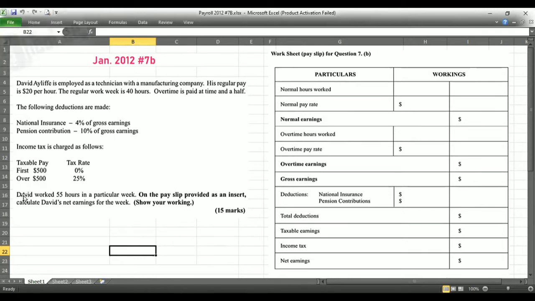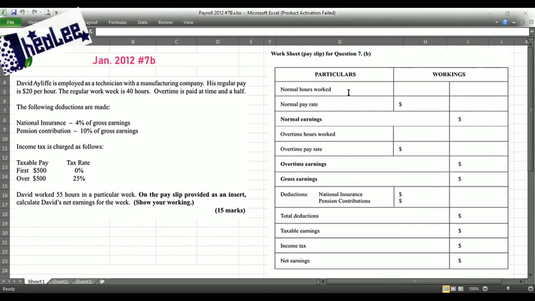What you're required to do is to use the worksheet, the pay slip that is provided, to calculate David's net earnings for the week, and you're to show all workings. Please note that David worked 55 hours in a particular week. So we're going to go straight into completing this pay slip that is given by the examiners, and we're going to look at each area. We're going to complete each area.